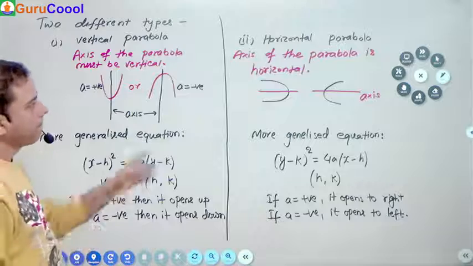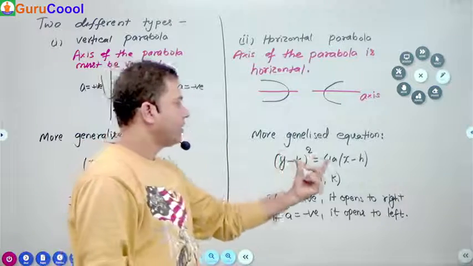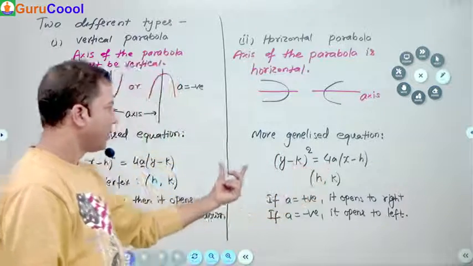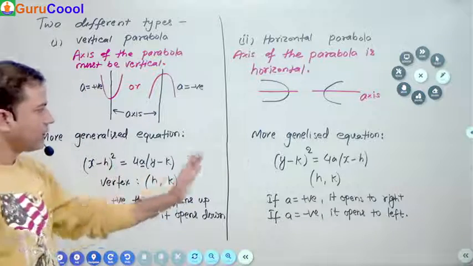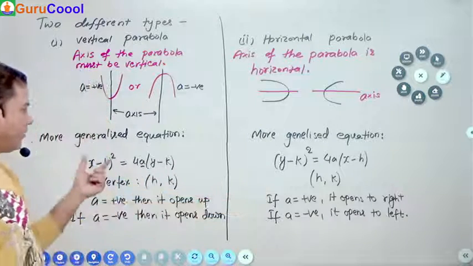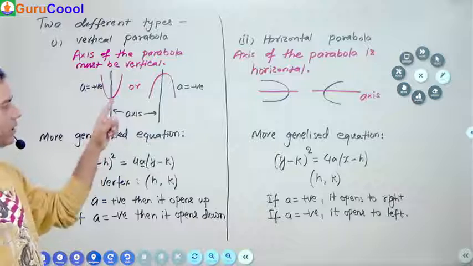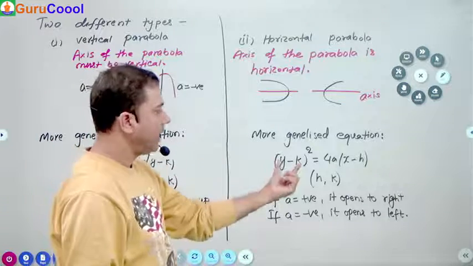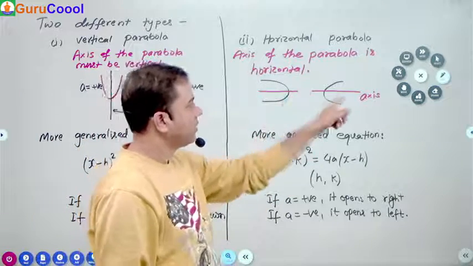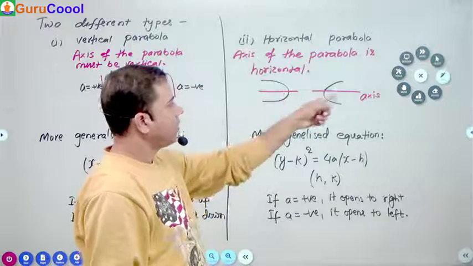Easy? Now in this one, the generalized form is this. Notice the difference between the two. Comparative study is always better. If the x term has a square, it is vertical. If the y term has a square, it's horizontal. So the axis is horizontal basically.